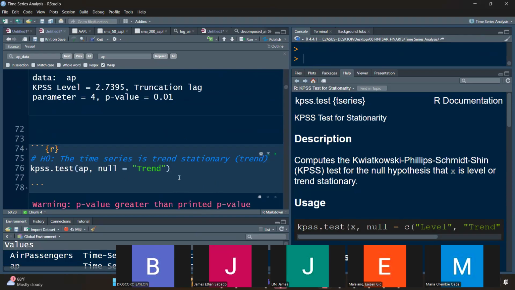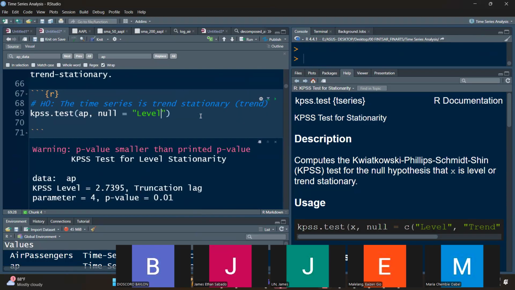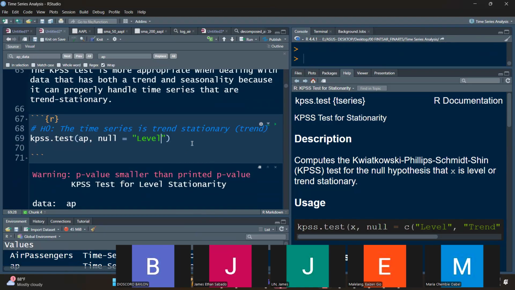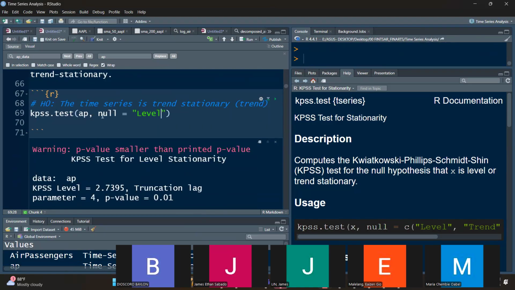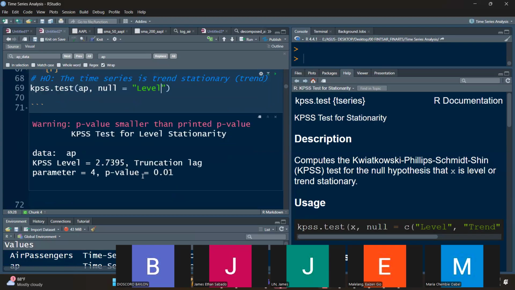There can be an assumption that there's a trend, and there's also an assumption that it is at level, no trend. So when we indicate that the null is equal to level, we're saying that there is no trend, and we reject that. P-value is equal to 0.1. We reject the null hypothesis that there is no trend. Your time series is at level, which means that it's not going up, neither is it going down. So the KPSS is correct after all.